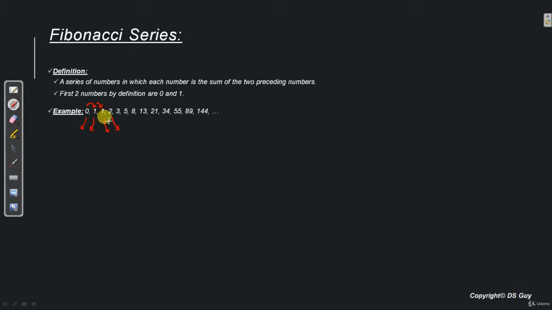It becomes 2. The fifth number is 3. It is coming from 2 plus 1. The next number is 5. It is coming from 3 plus 2. The next number is 8. It is coming from 5 plus 3 comes 8, and so on. So I hope you have understood what exactly is a Fibonacci series. So now let's try to find out the nth Fibonacci number using recursive method.